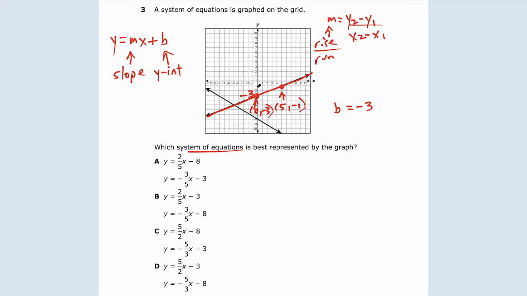So here, if I rise to get from this point to this point, I have to go up 2 units. So my slope, I would be going up 2 units, and then I'm going over 1, 2, 3, 4, 5 units. So my run would be 5 units. So this would be my slope, 2/5.